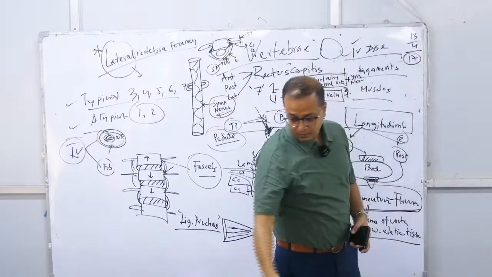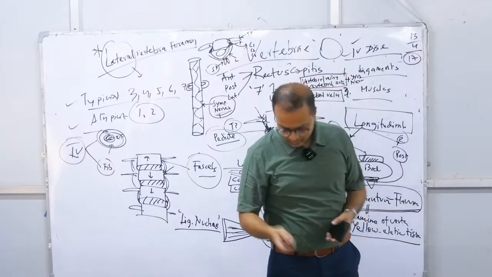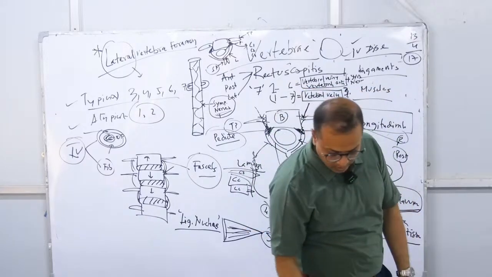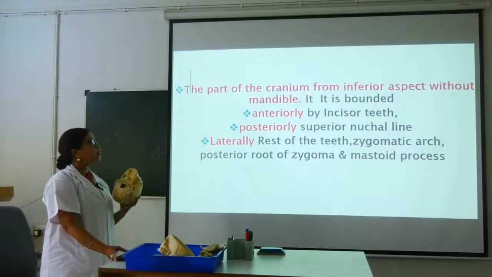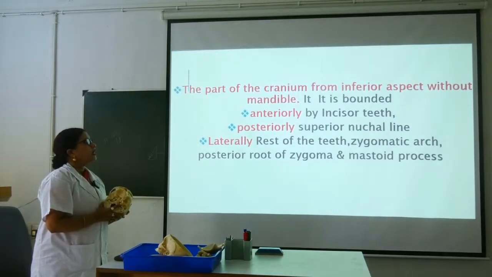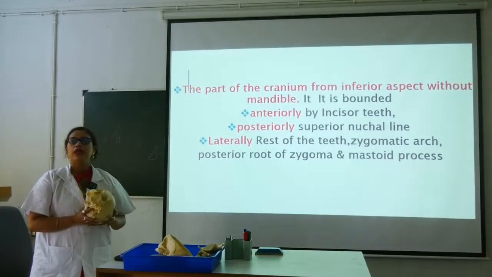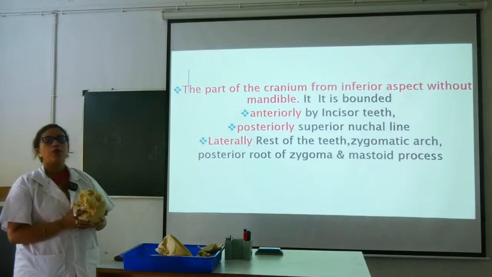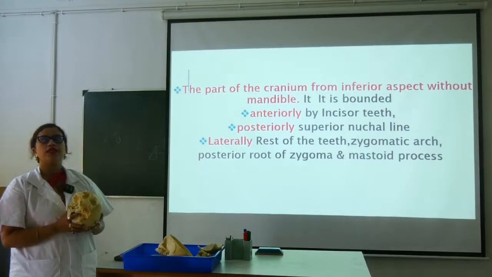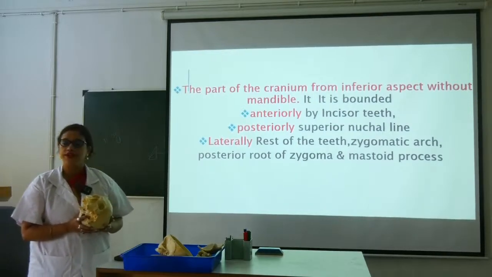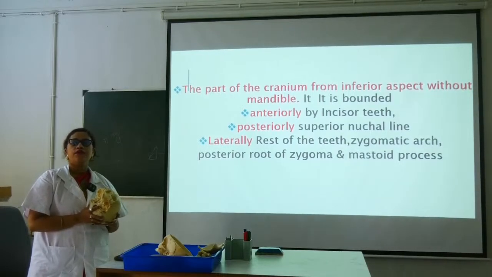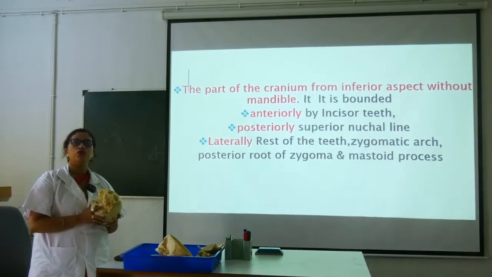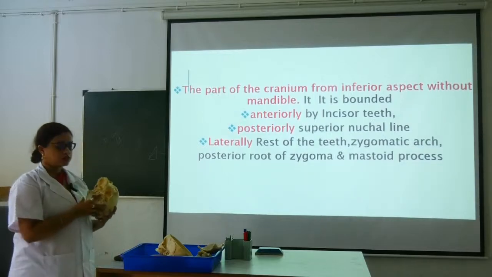Along with that, we have the vertebral column. So check yourself, and make sure you count it. Write it down. It is also known as norma basalis. Norma basalis means when you are seeing the skull from the inferior aspect. So that is also known as norma basalis.